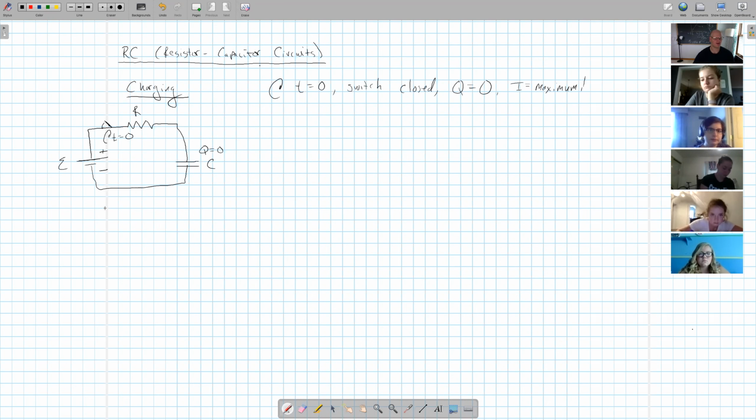And then after that, we're going to look at discharging, which is we're going to charge up our capacitor, take it out of this circuit, and put it into another circuit which only has a resistor and a capacitor. And we'll see what happens in that case.